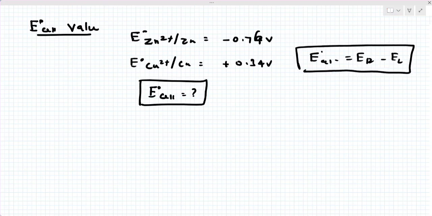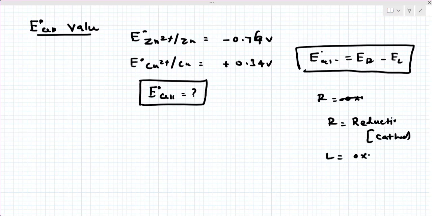Listen, in a cell reaction, on the right side reduction will take place. That is called the cathode. On the left side oxidation will take place. That is called the anode. Please note, very, very important point. Just wait.